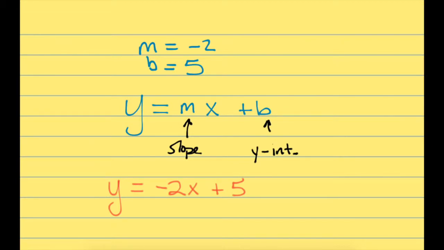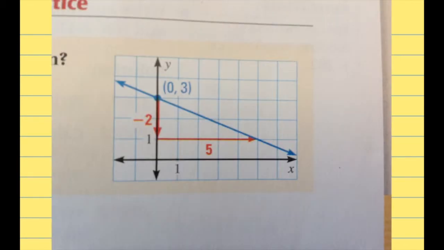Now some of them won't be that obvious. Sometimes they're going to give you a picture of a graph and they're going to ask you to determine the equation from the given picture. In example 2, they give you a graph that looks like this, and they want you to determine the equation based on this picture. So what we're looking for is two key things.